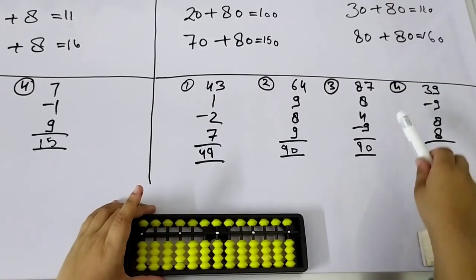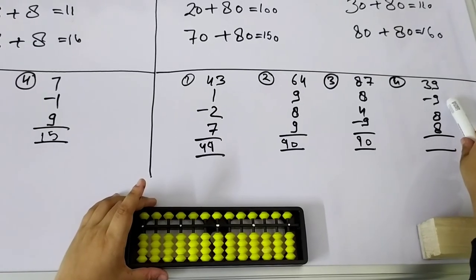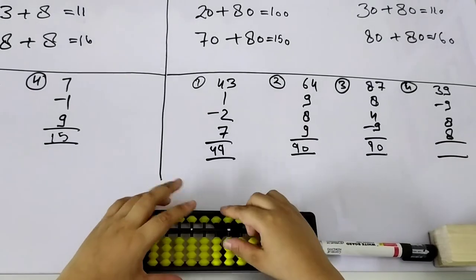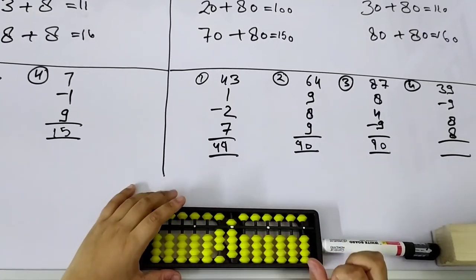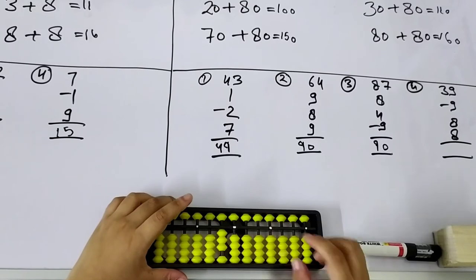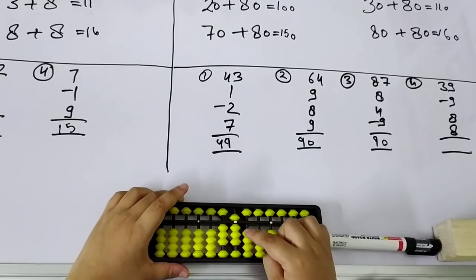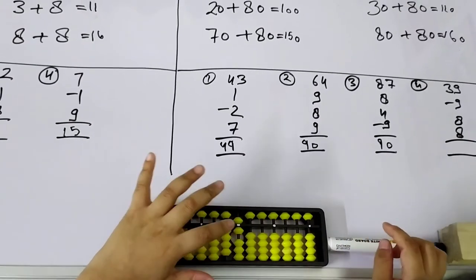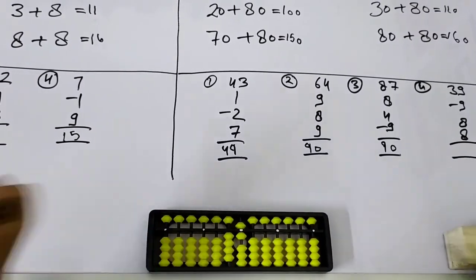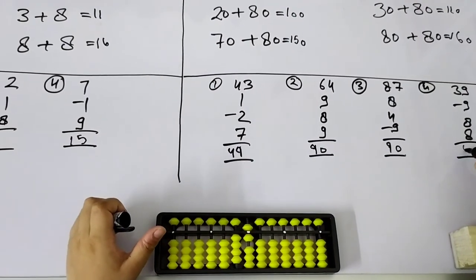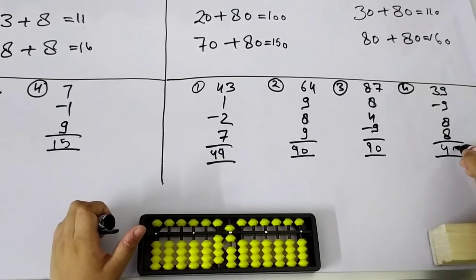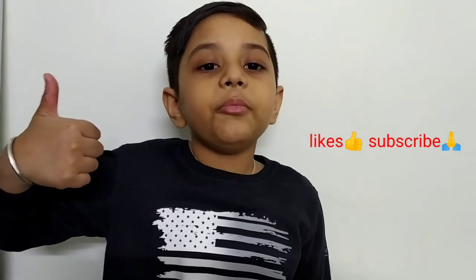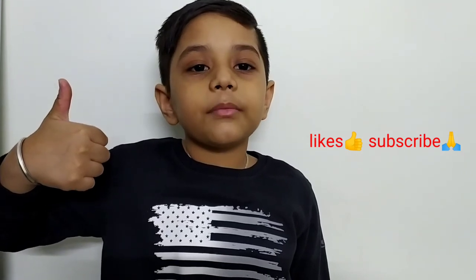Last question, 4: 39 minus 9 plus 8 plus 8. 39 minus 9 plus 8 and again plus 8. The formula of 8 is minus 2 plus 10. We got our answer 46. We have written 46.